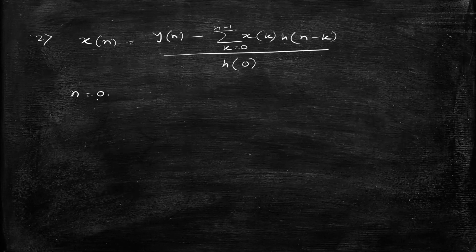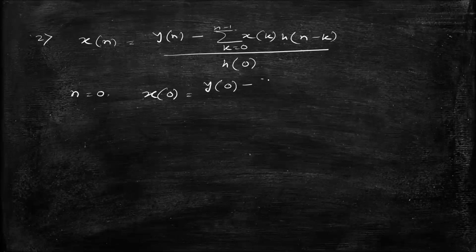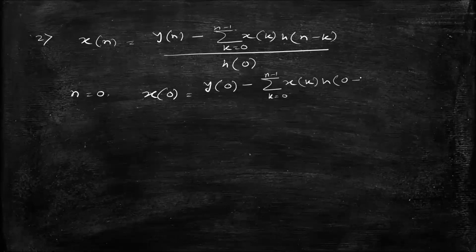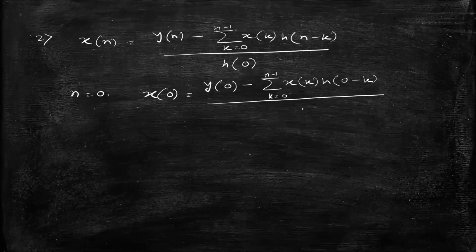Now for n equal to 0, that means x of 0 equals y of 0 minus summation k equal to 0 to n minus 1 of x of k h of 0 minus k, divided by h of 0. This summation part will be 0, because h of minus k will be folded.